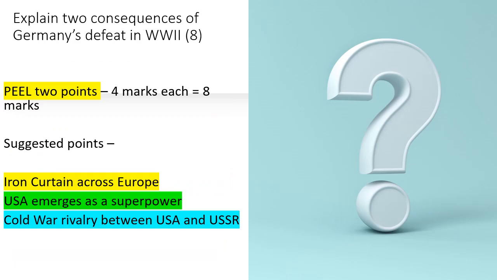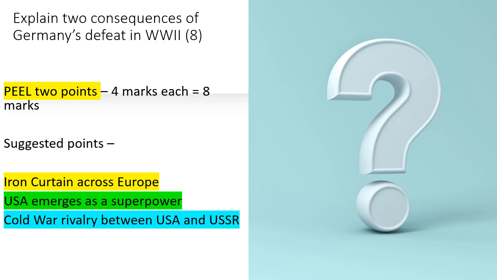It's at this point in the course we would probably find an opportunity for a good old PEEL question. Okay, so for example, in this one I've got: explain 2 consequences of Germany's defeat in World War II. You will get 2 suggestion points, and I've added a third one here. Well, I've just mentioned this as an iron curtain across Europe. The USA has emerged as a superpower. Actually, there isn't going to be any suggestion points. I've just thought of 3 here for you. And then the Cold War developed between America and the Soviet Union.